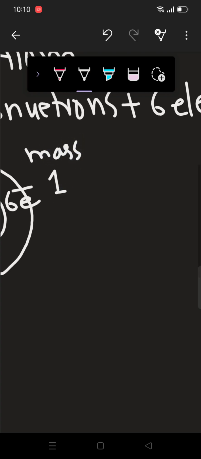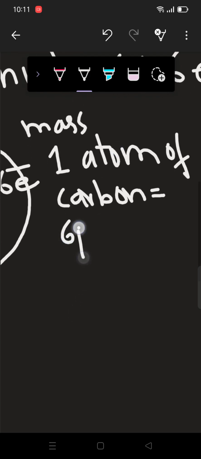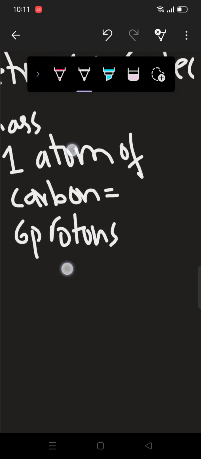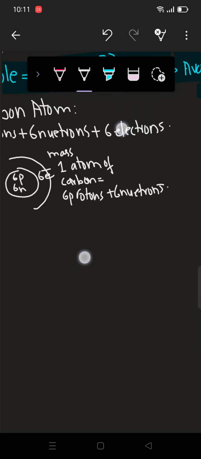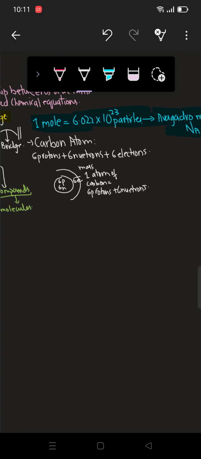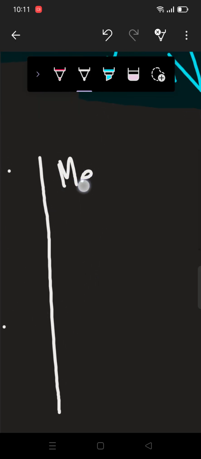the mass of one atom of carbon, we basically calculate 6 protons, since it has 6 protons, and 6 neutrons, right? We don't add electrons to it, since we know that the mass of an electron is very small. Let me write the mass here, right? Mass of electron is 9.11 into 10 to the power minus 31 kg.